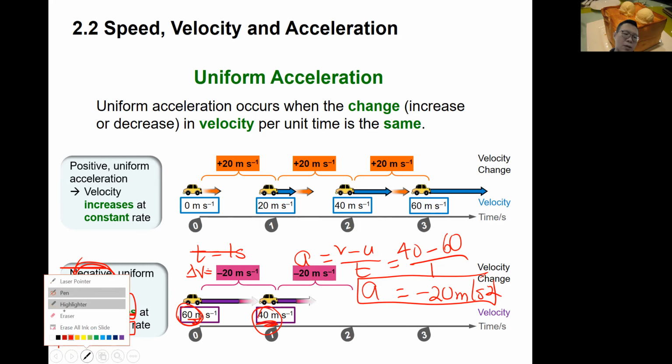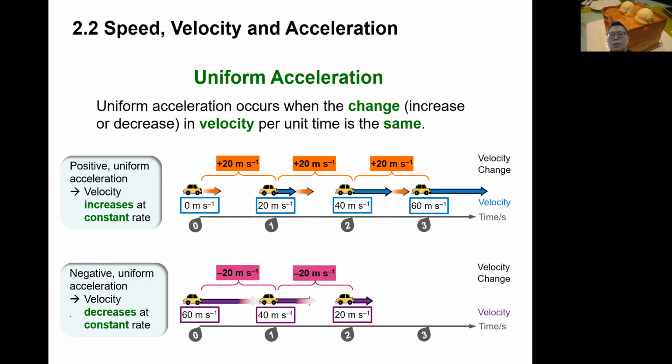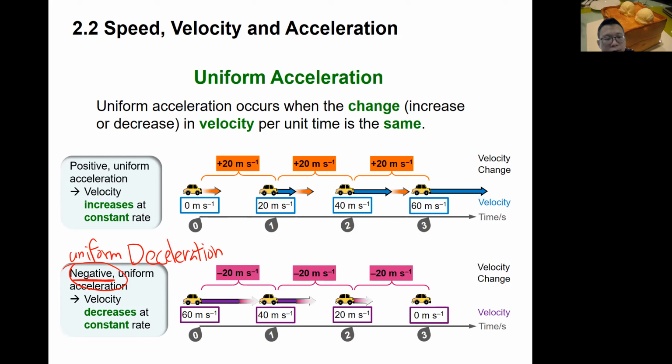This is what we mean by constant negative acceleration. Sometimes we have a name for it, we call it deceleration. Sometimes we say negative uniform acceleration, and I like to replace it with uniform deceleration. So uniform negative acceleration actually means uniform deceleration.